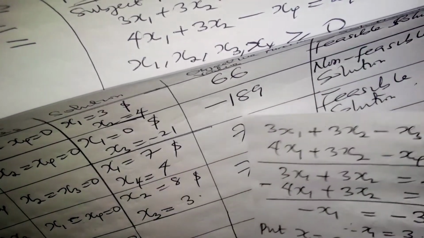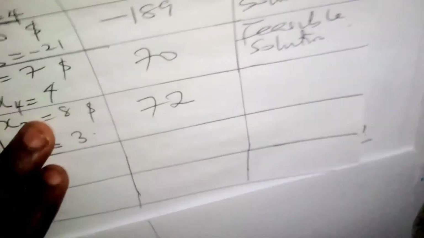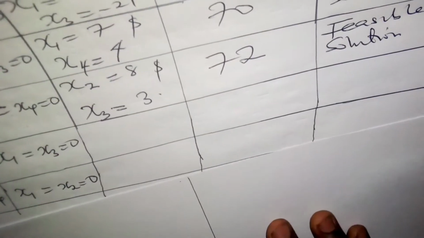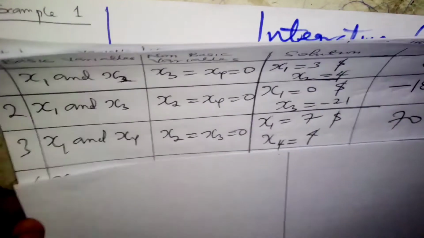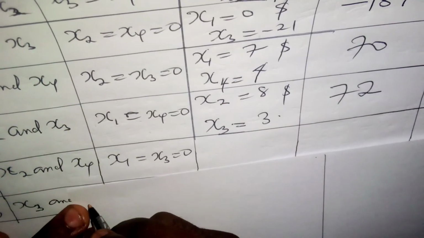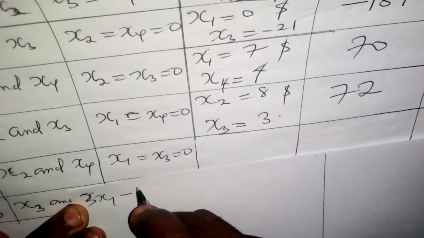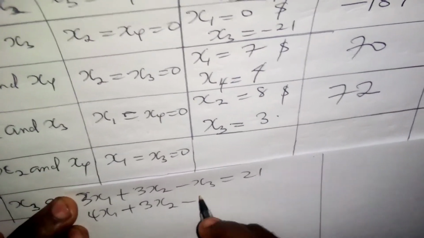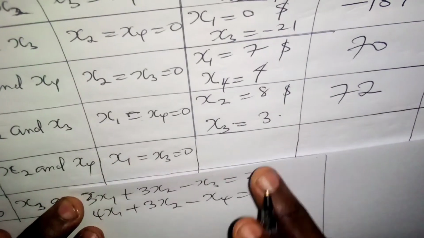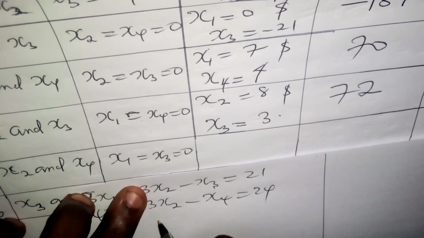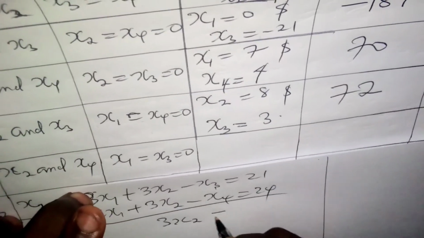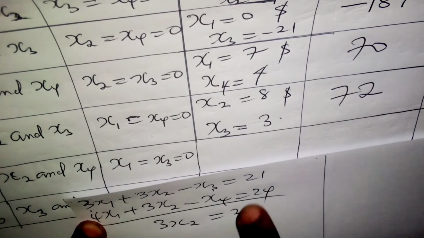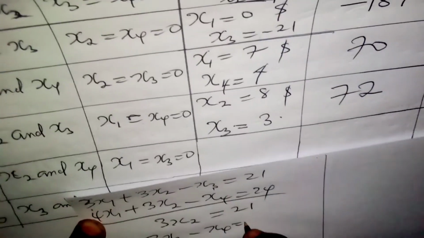Then we'll go back to the next problem. Remember, before we move further, this solution is also known as what? A feasible solution. The second to the last, we'll do the same thing at this stage now. We are to fix x1 and x3 equal to 0 using the same condition. Don't forget. So if I fix x1 and x3 equal to 0, this one and this one will leave. I'm left with 3x2 equals 21. Then there's no x3 here, so I'm left with 3x2 minus x4 equals 24.